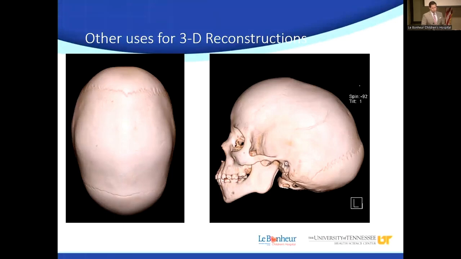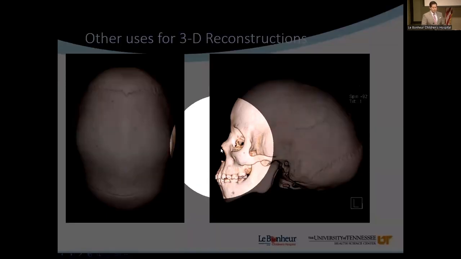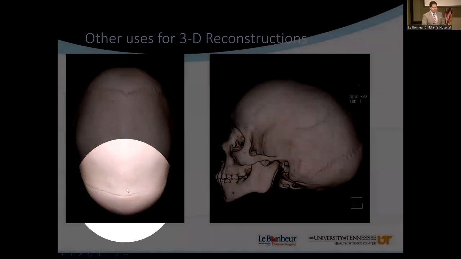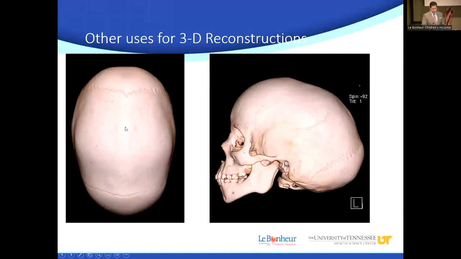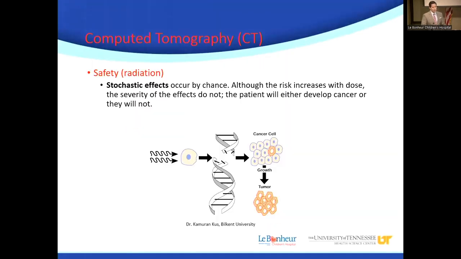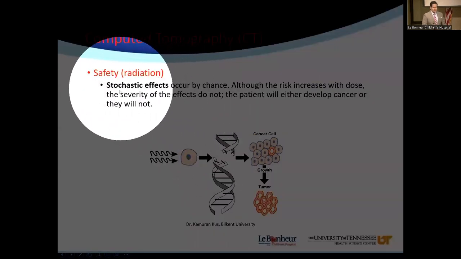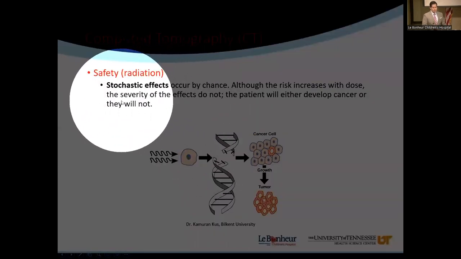You can use 3D reconstruction for other things, like, for example, this patient has closure of the sagittal suture, so this is craniosynostosis. So don't use X-rays, use CT when you have a question about a fracture or a question with the sutures. The main concern about CT is, what about cancer? Is this going to give me cancer or not, or my patients? So for the safety, these are going to be called stochastic effects.